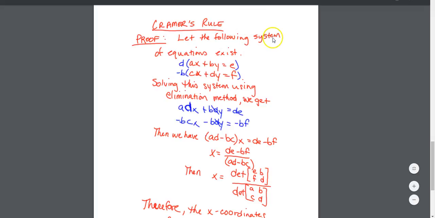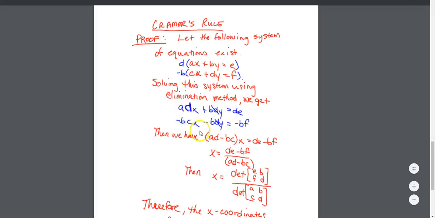Make sure you do. Let the following system of equations exist. So we just defined ax plus by equals e and cx plus dy equals f. So that's our system. Essentially what it revolves around is using elimination. We're going to solve for this. So I'm going to first eliminate, I'm solving for x. So I'm going to eliminate the y variable by multiplying by a scalar, and therefore eliminating these two things. So these two are going to cancel.